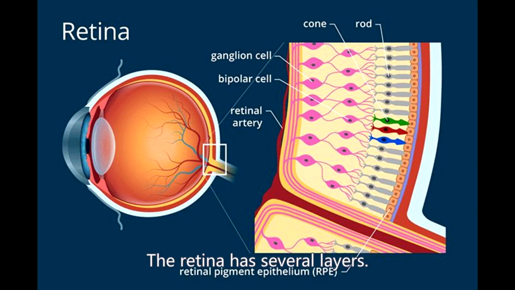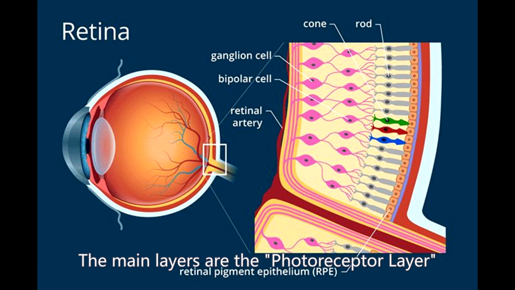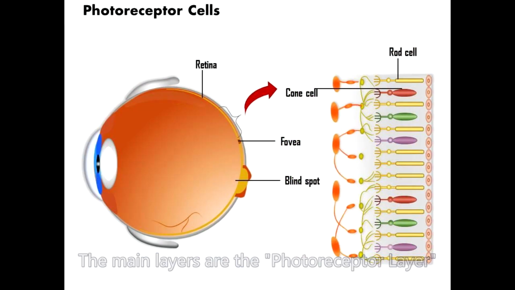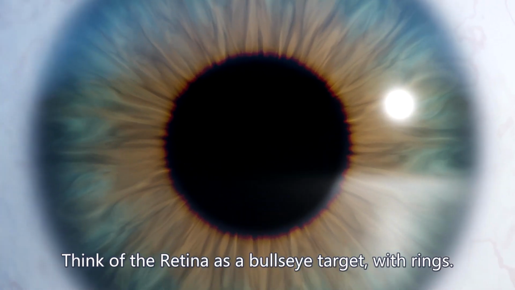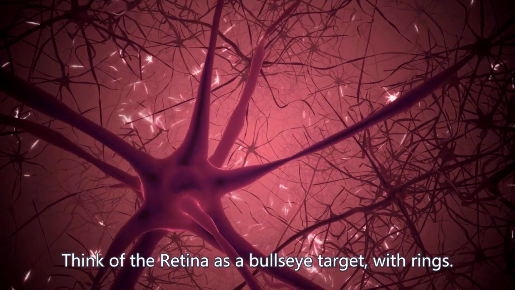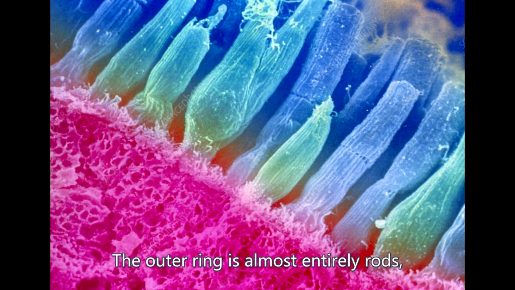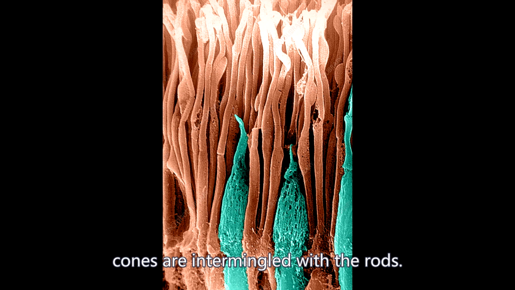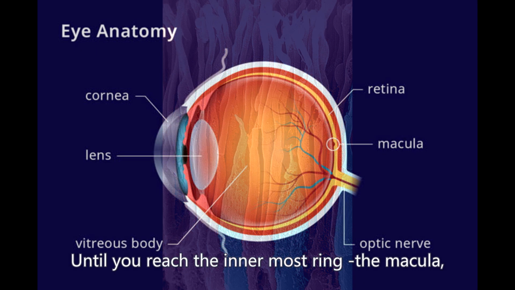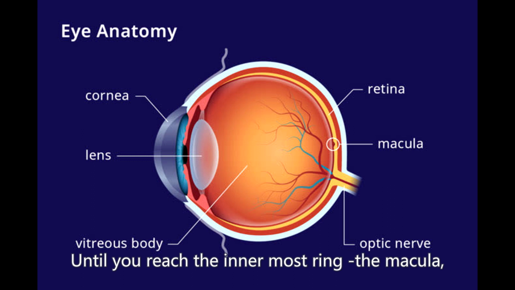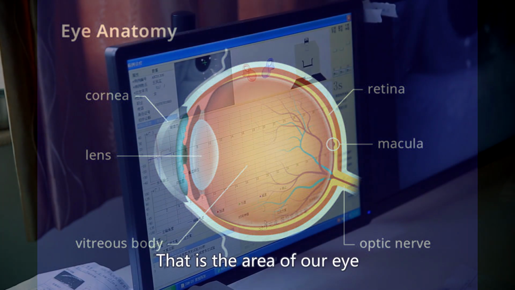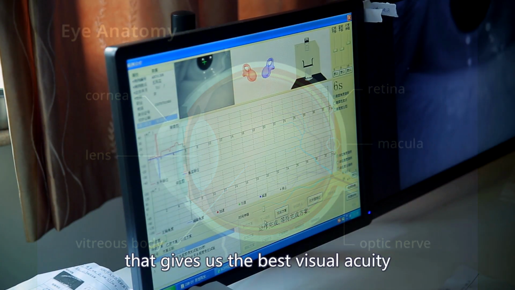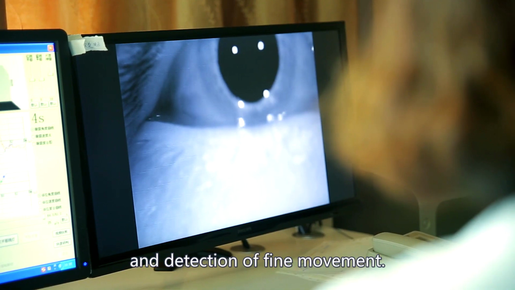The retina has several layers. The main layers are the photoreceptor layer and its underlying retinal pigmented epithelium layer. Think of the retina as a bullseye target with rings. The outer ring is almost entirely rods. As you move into the central rings, cones are intermingled with the rods, until you reach the innermost ring, the macula, which gives us the greatest central vision. That is the area of our eye that gives us the best visual acuity and detection of fine movement.